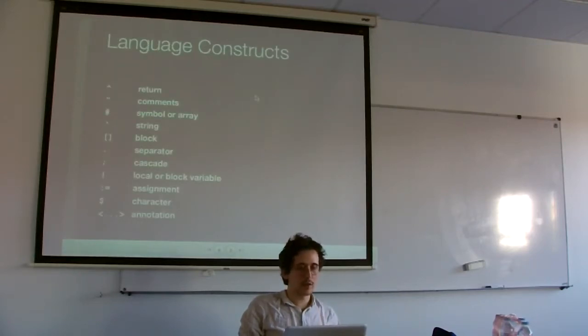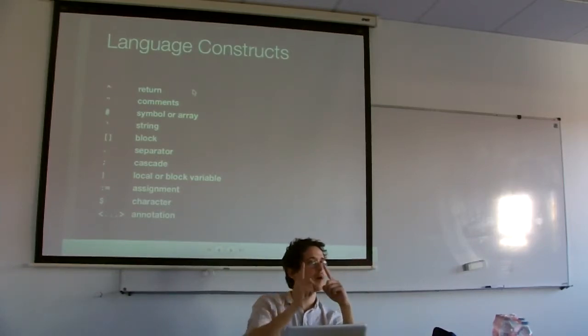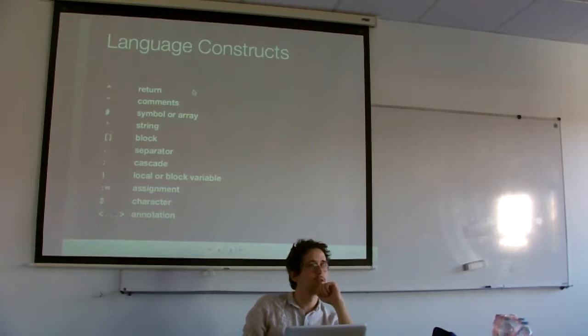Okay, so language constructs. This caret symbol is for return. In the old times, it was represented as up arrows in text editors. Double quotes are for comments. That's for symbols and arrays when it's a literal array. Single quotes are for strings.